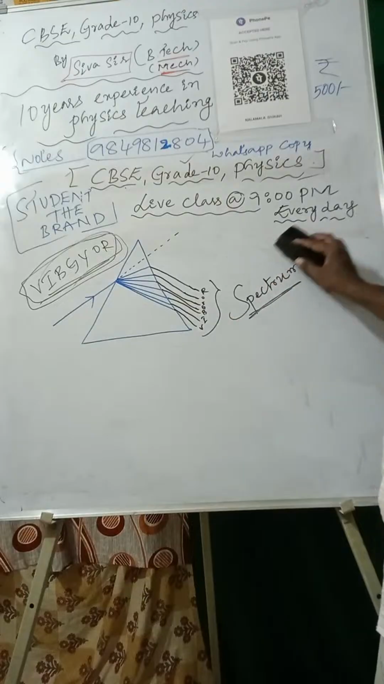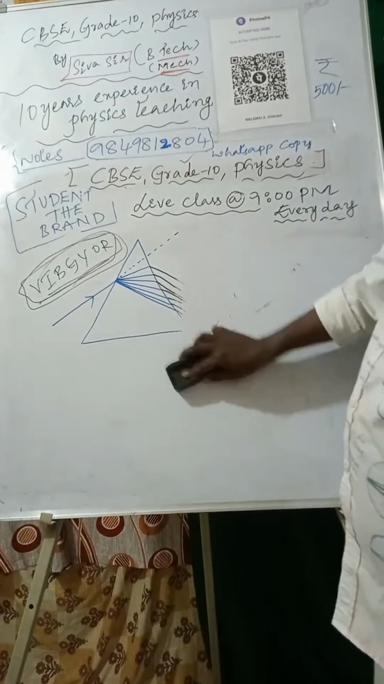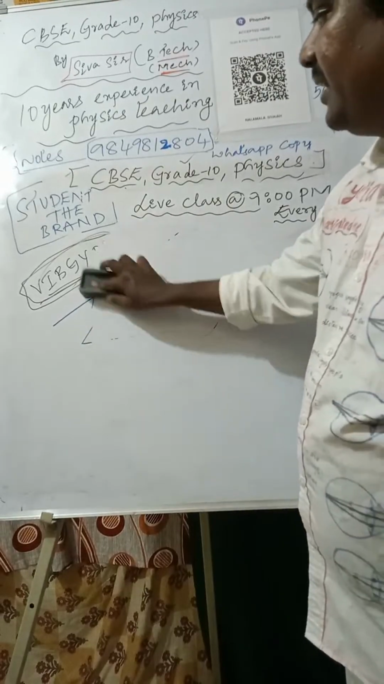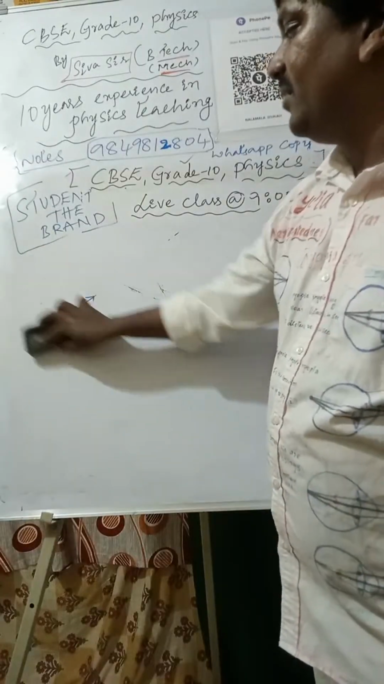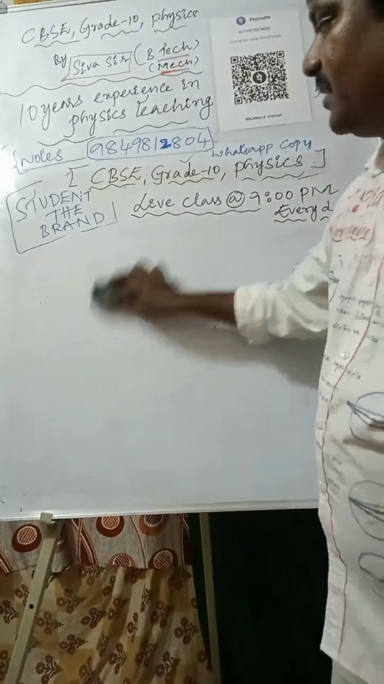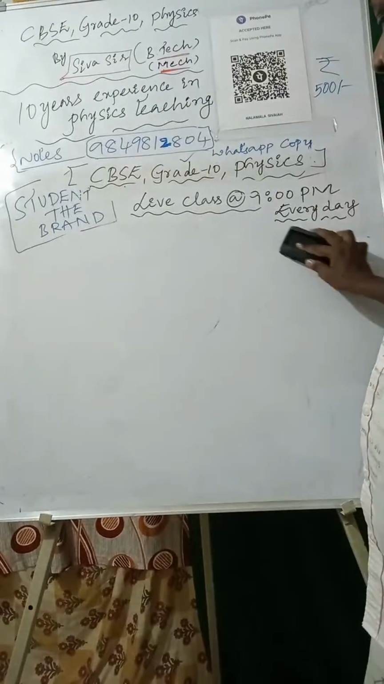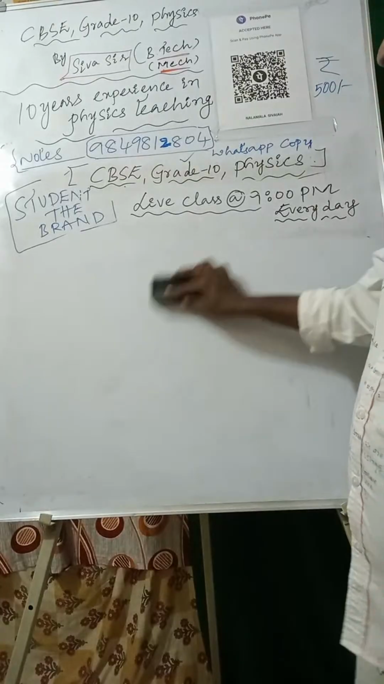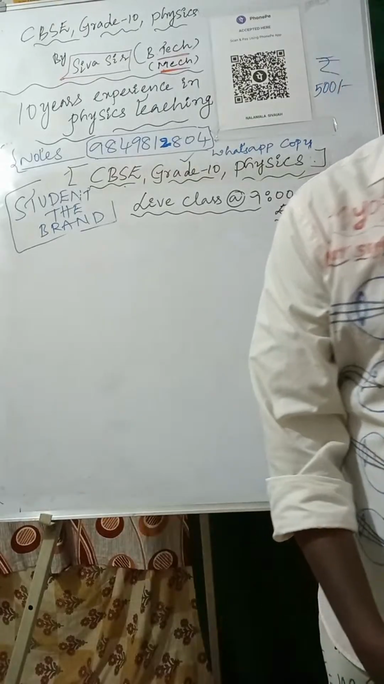So the deviation of light takes place. Now we are going with the recombination of spectrum of white light. So we are going with the recombination of spectrum of white light.